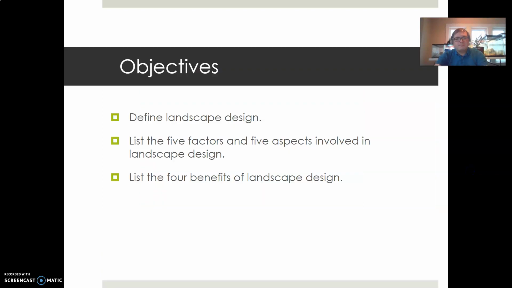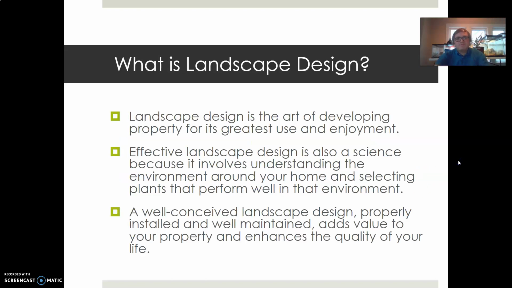Okay. So the objectives for this presentation, we want to define landscape design, list the 5 factors and 5 aspects involved in landscape design, and list the 4 benefits of landscape design. So we'll go through those. So what is landscape design? Landscape design is the art of developing property for its greatest use and enjoyment.